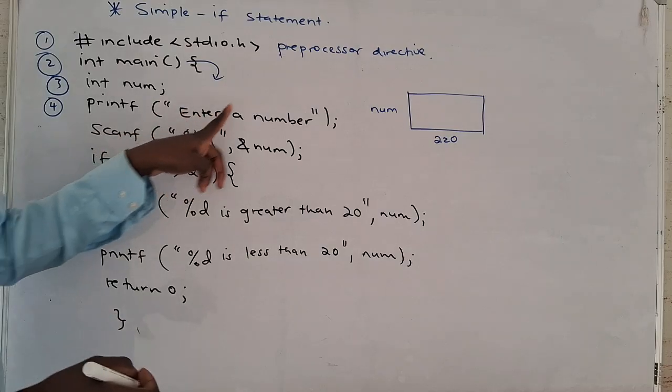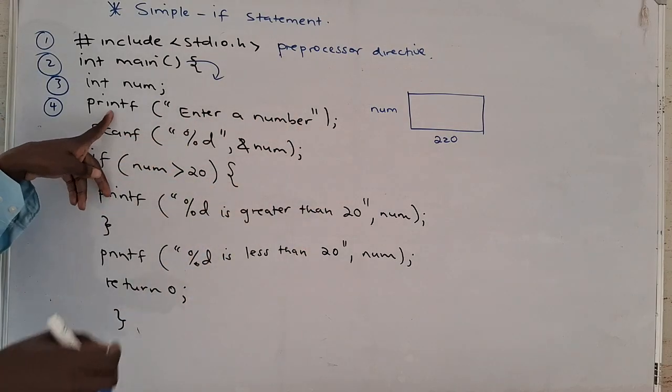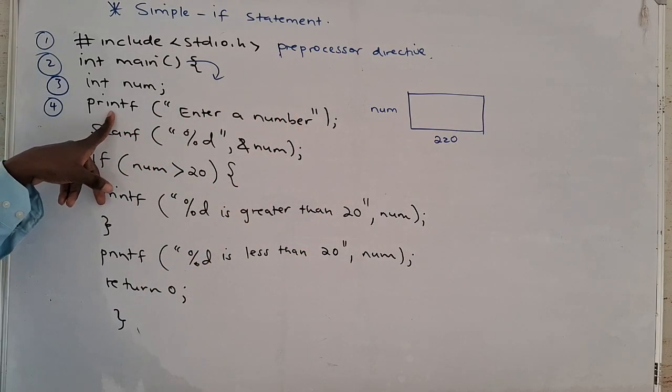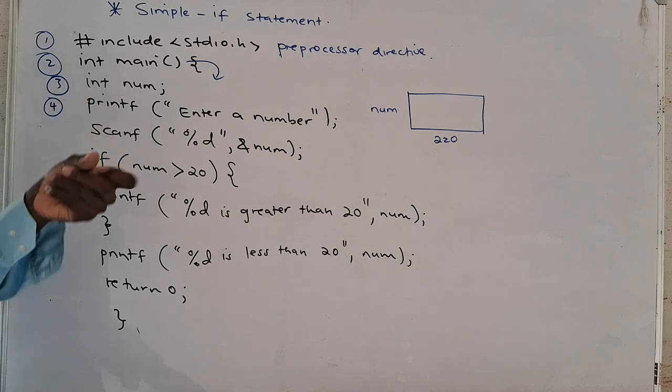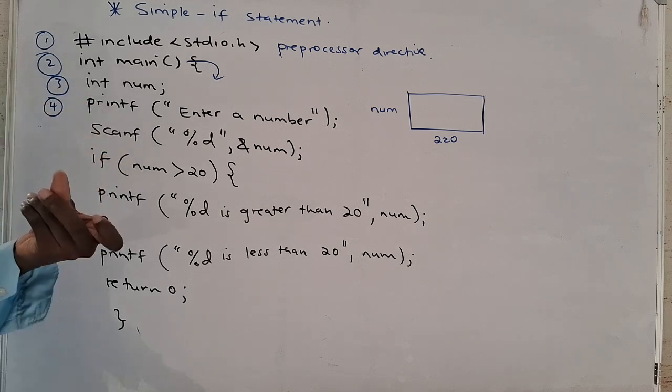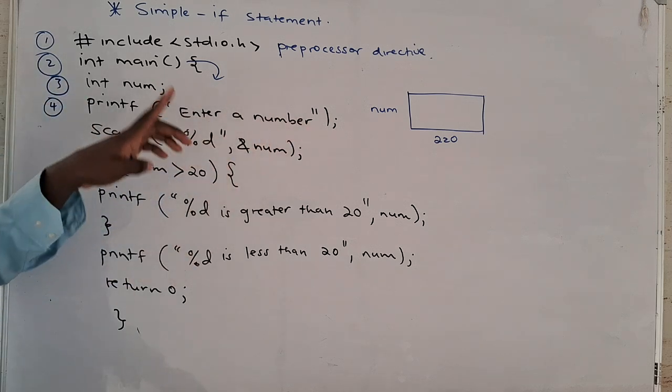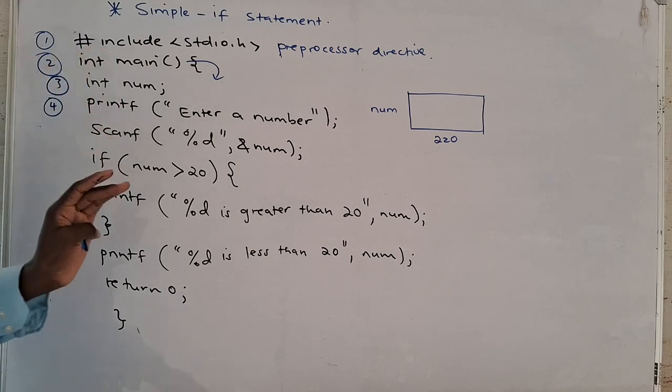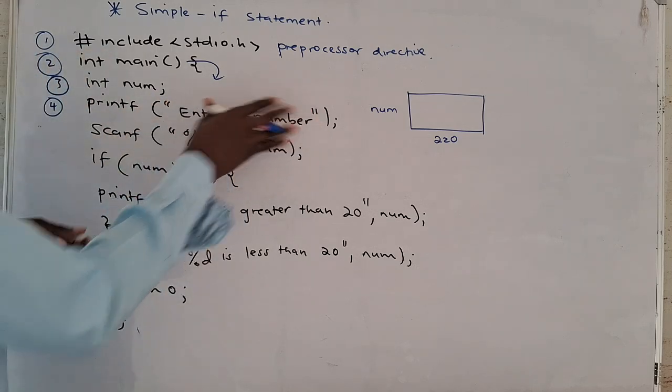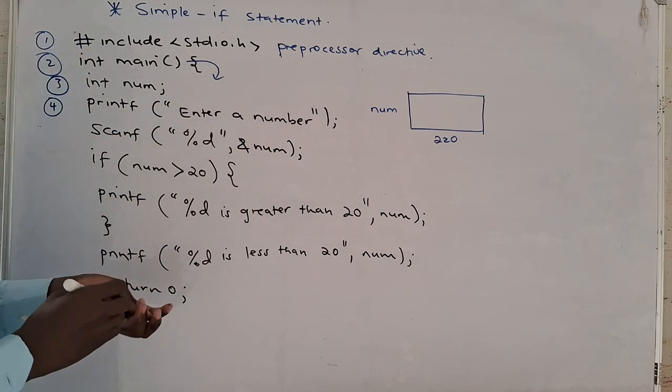Printf, enter a number. What is this? This is a formatted output function. Printf is a formatted output function. It is going to display what is inside the parentheses. What is inside this? These codes. So this is part of your output.